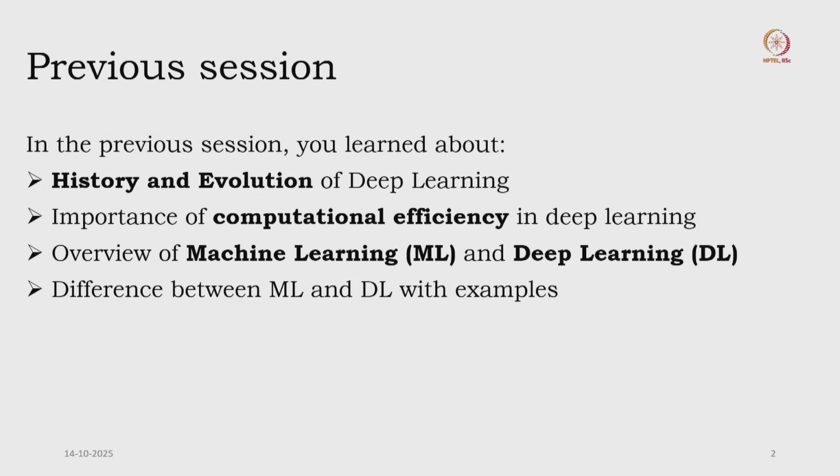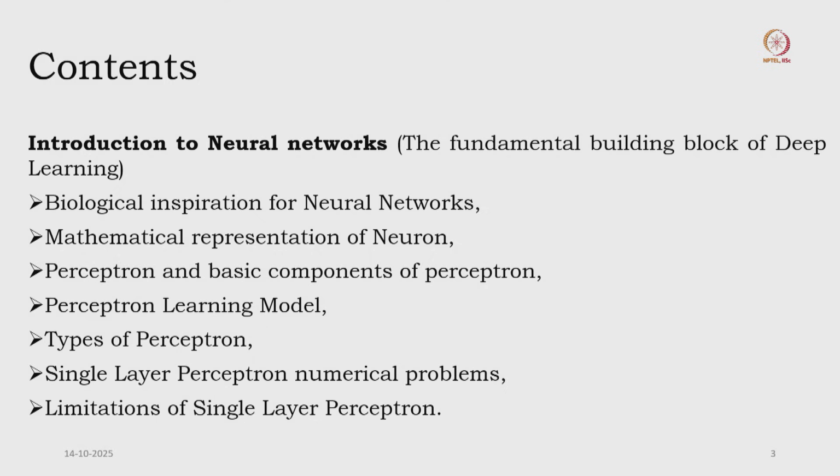Before we get into it, in the previous session you learned about the history and evolution of deep learning. We have seen the importance of computational efficiency in deep learning. You have also seen the overview of machine learning and deep learning and the key differences between them with examples. And today in this lecture we will be studying the most fundamental building block of deep learning, which is neural networks.